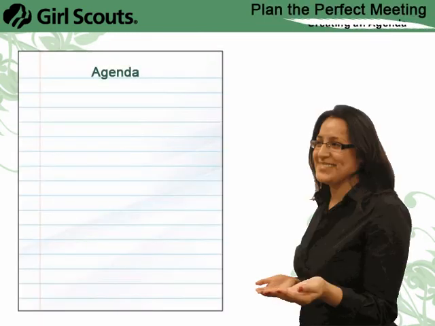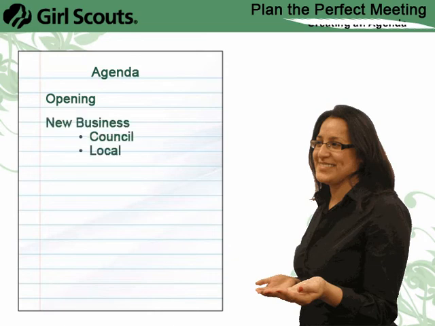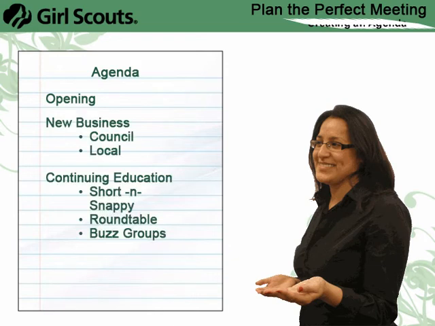An agenda maps out what will be done at a meeting and makes it possible for the meeting to move in a logical and orderly manner. 5 important components of your agenda should be, but are not limited to, the opening, new business, continuing education, time for questions, and a closing.